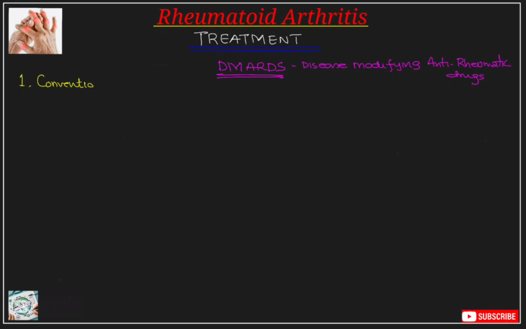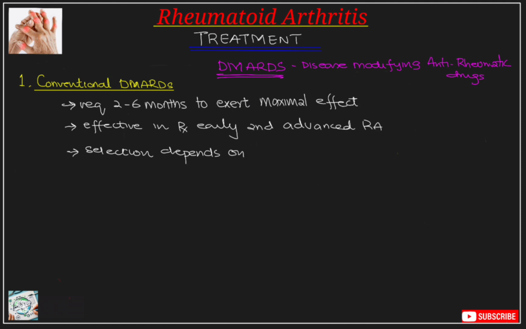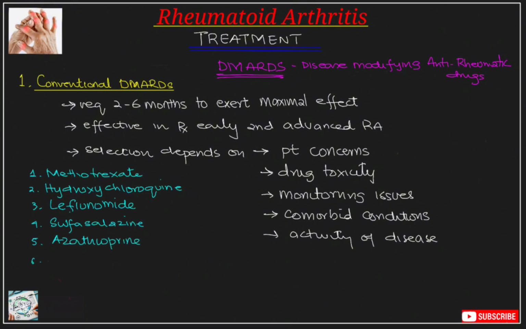Let me first talk about the conventional DMARDs. These drugs take 2 to 6 months to achieve their full effect and are effective in both early and advanced rheumatoid arthritis. The choices depend on the patient's concerns, toxicity profile, comorbidities, and the disease activity. The conventional DMARDs include methotrexate, hydroxychloroquine, leflunomide, sulfasalazine, azathioprine, and minocycline.